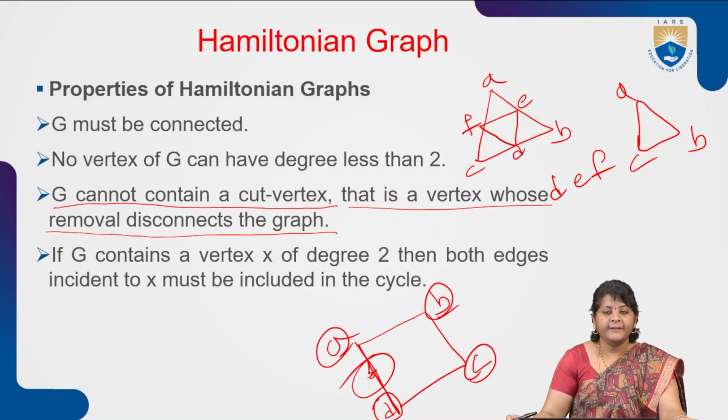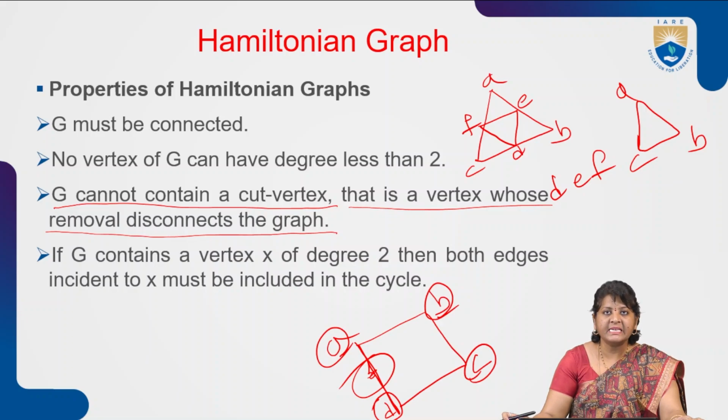And fourth point, if G contains a vertex X of degree 2, then both edges incident to X must be included in the cycle. So altogether, we should remember that the vertices present in a graph should be connected to other vertices, with each having two edges, or we can say the degree of the vertex should be 2. And G cannot contain a cut vertex. If it does, then the graph may not be Hamiltonian.